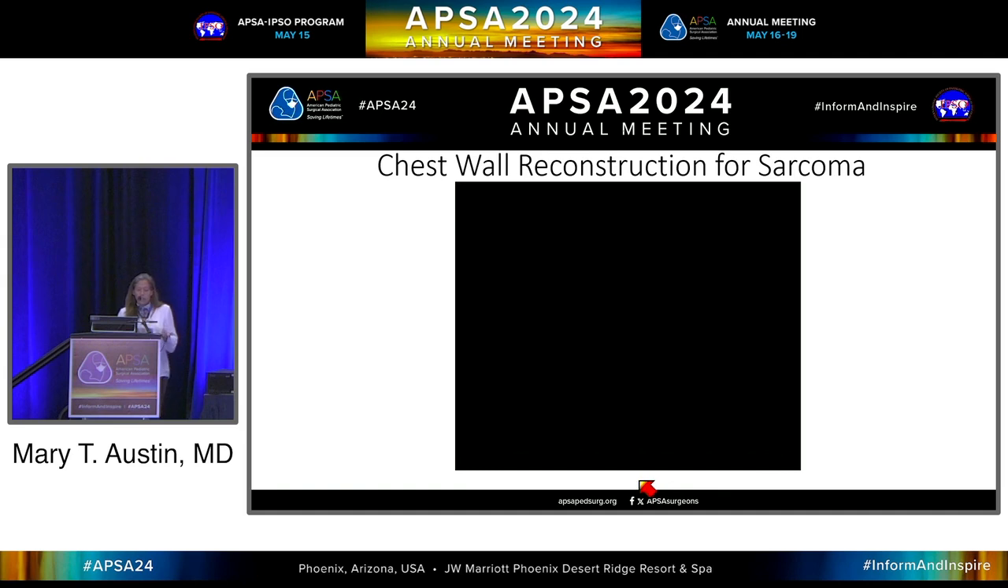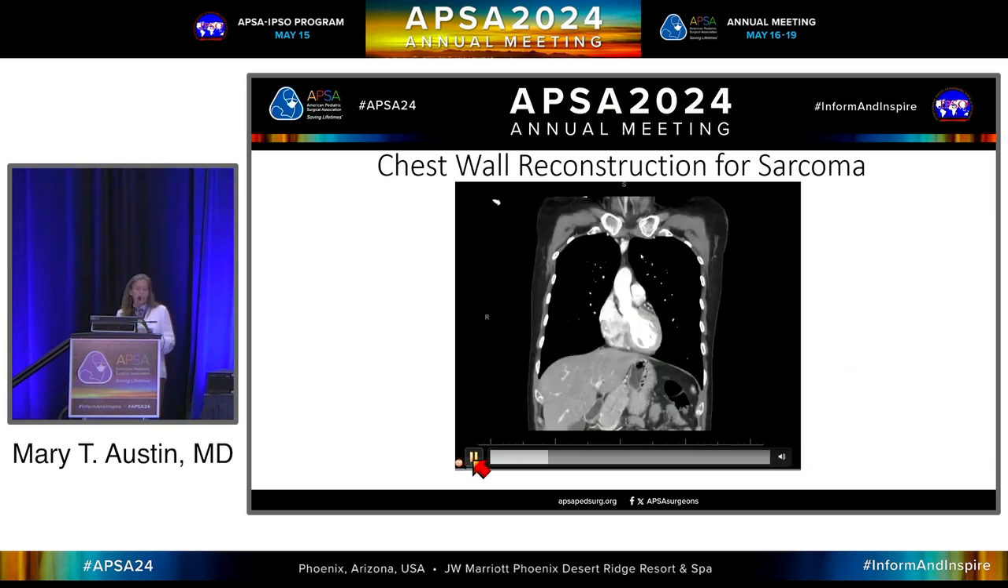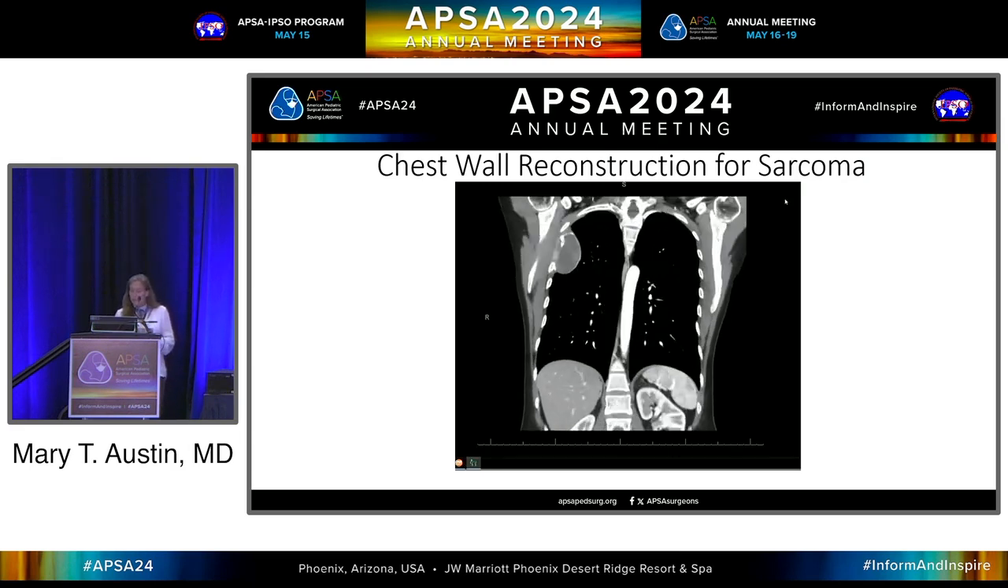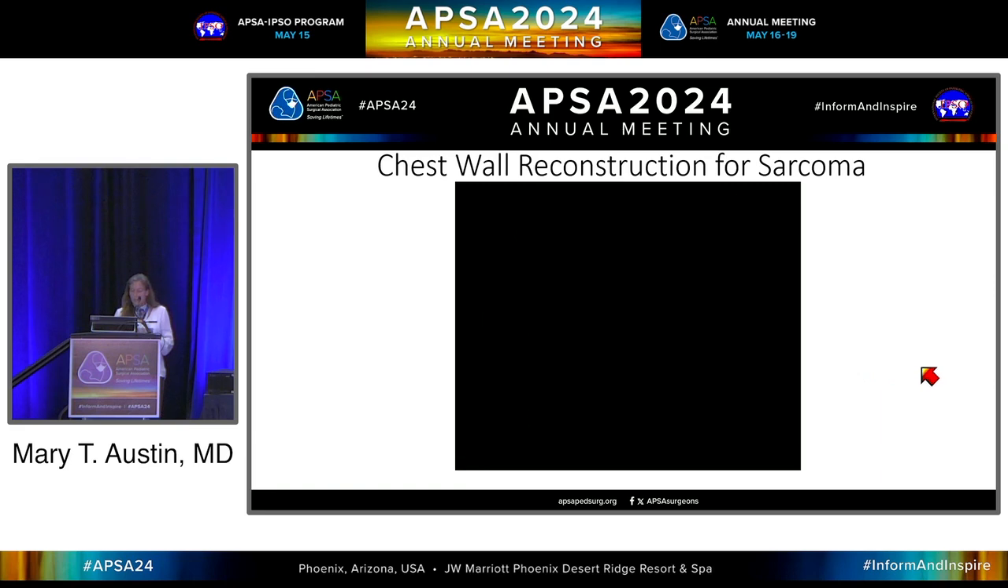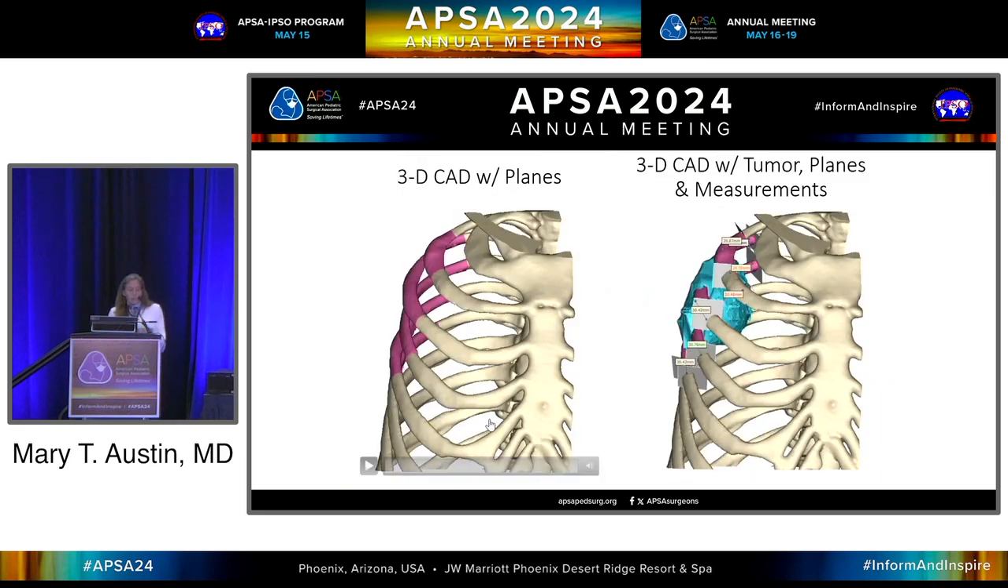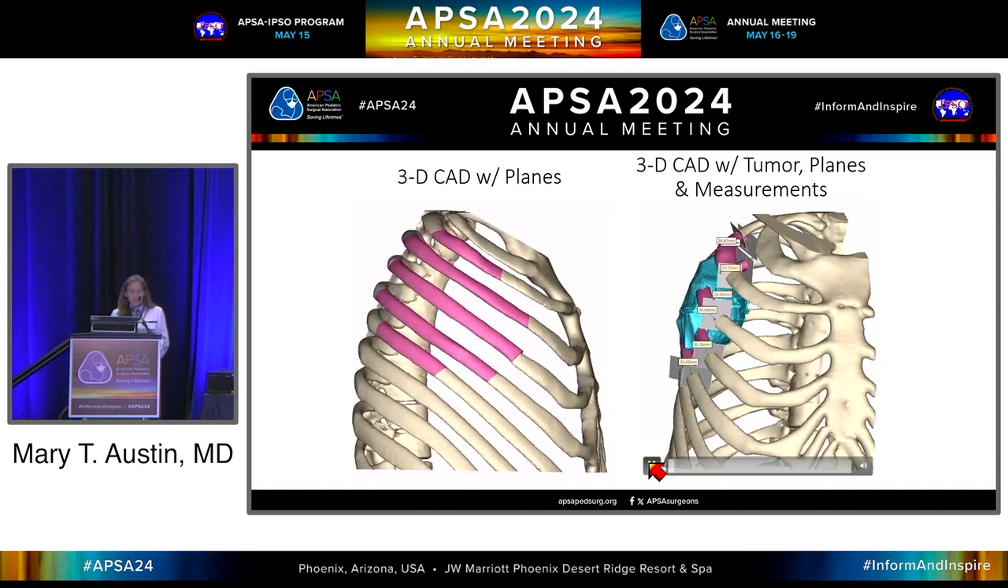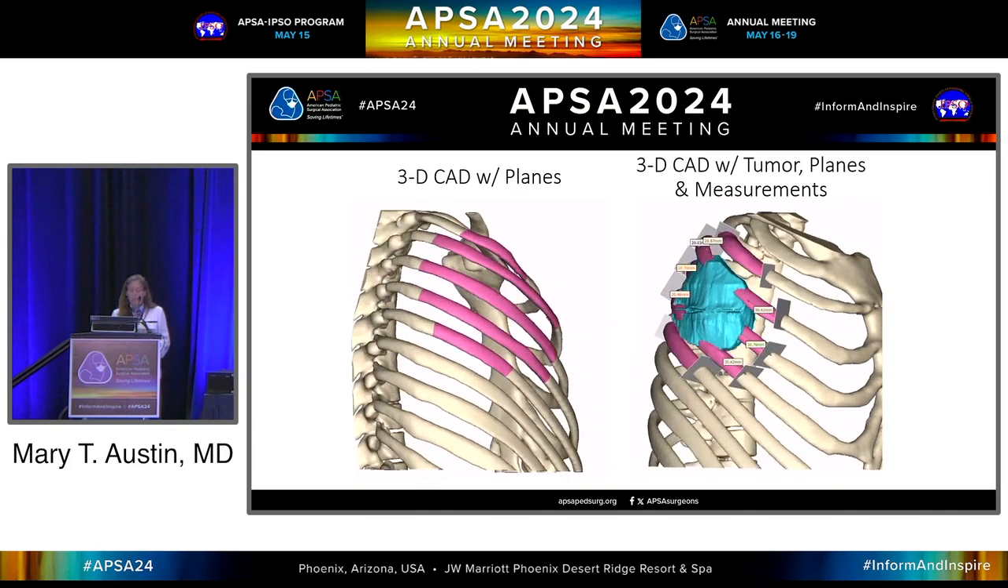Next, I'm going to show a case in which we used 3D printing in the surgical planning and implant development for a teenager with Ewing sarcoma arising from her 4th rib. Here is the CT scan of her showing a good response after she received neoadjuvant chemotherapy. Based on the CT, a 3D CAD model was created. The model on the left demonstrates the cut planes, and the model on the right demonstrates the tumor, the cut planes, and the measurements.